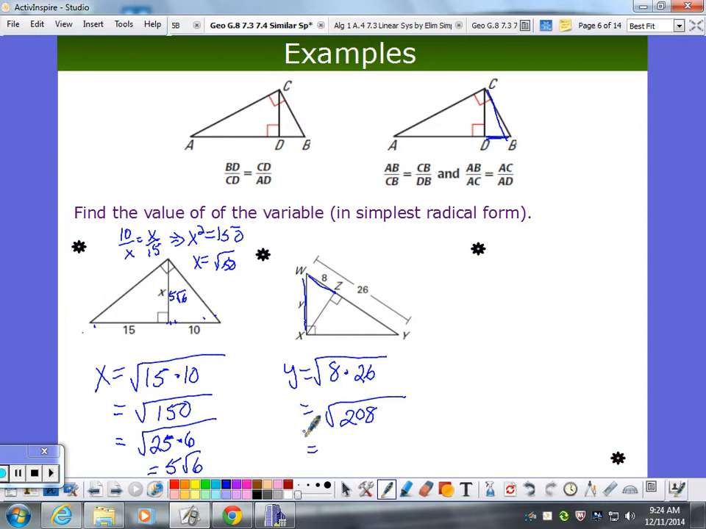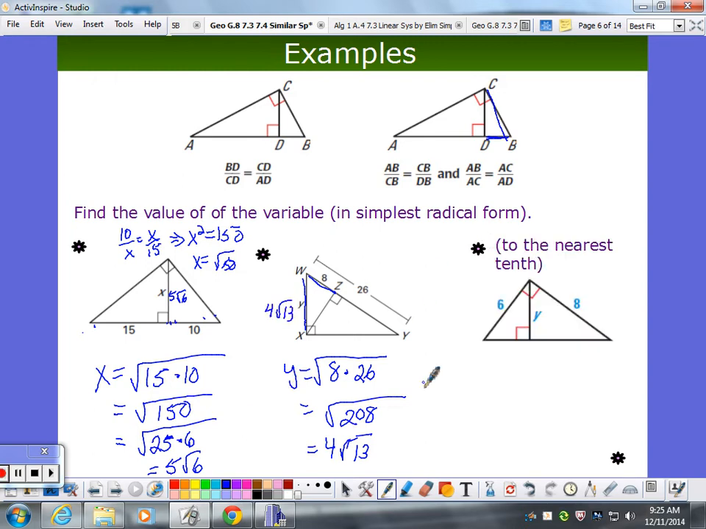Okay, and then I have to find the perfect square that goes into it. It's actually 16 times 13, I believe, if I did it right. So this became 4 radical 13. Moving so far? Because here comes a harder one.